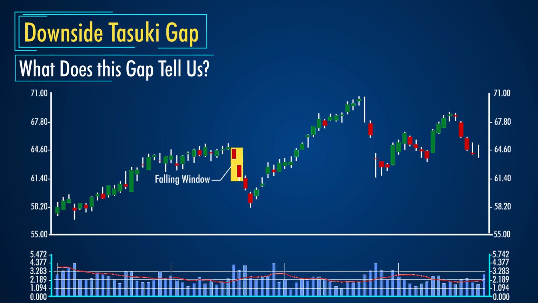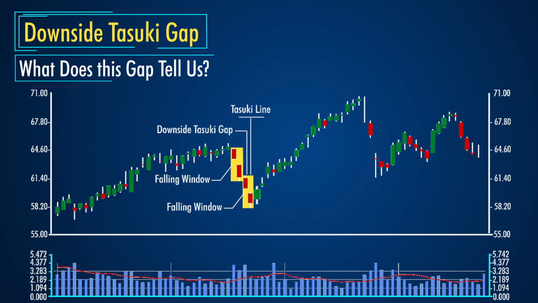Now, the negative sentiment of the bears continues in the next trading session, that makes the candle gap down and the second candle also becomes a long negative one. Now, the third candle is a bullish one, but the traders believe that the third candle is just a temporary pullback and the selling pressure increases that pushes down the prices and the downtrend continues.